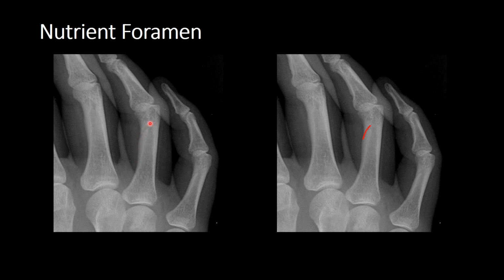It tends to be a light grey in colour as the nutrient vessel comes in to feed the medullary cavity, and it should not extend out beyond the medullary cavity. So familiarise yourself with this classic appearance, and that will help guide you towards not making a mistake by overcalling it as a fracture.